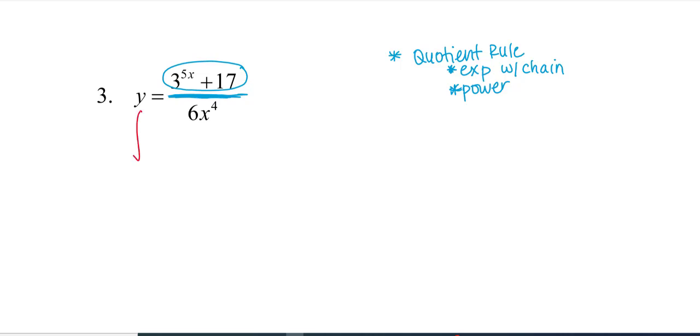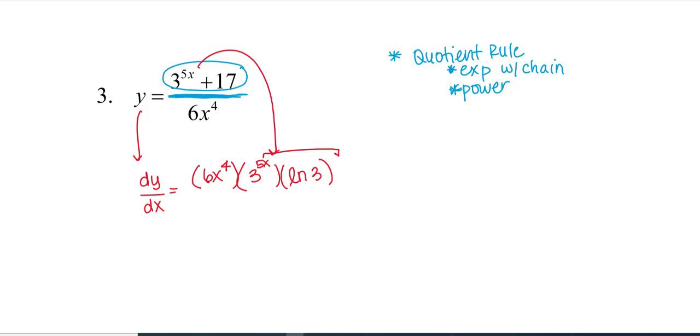So I'm going to say for this notation, the derivative of y is dy dx, or derivative of y with respect to x. Again, some people just write y prime, but I'd like to get you used to all notation here. So dy dx is, we're going to apply quotient rule. So it's low, I'll copy down 6x to the 4th. D high, so here's where I'm doing the derivative of the high. So the derivative of 3 to the 5x is itself times natural log of 3 times the derivative of that exponent. Derivative of 5x is 5. Derivative of plus 17 would be 0.